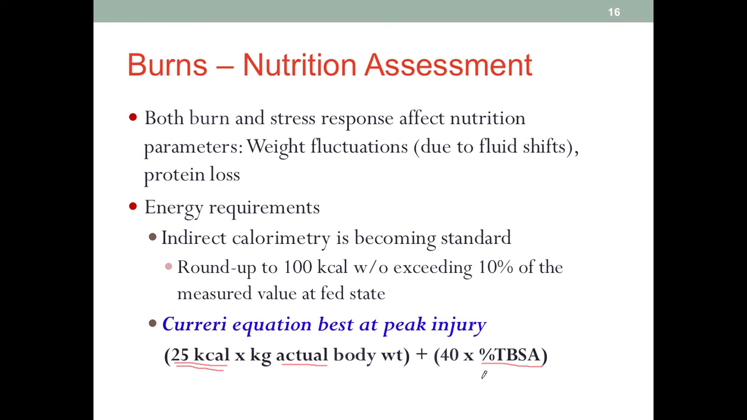So this is basically just maintenance for adult patients. And then the second component is what is needed to address the increased requirements in this condition. So therefore, we want to know very well what this equation requires. So we need to know actual body weight and percent total burns, total body surface area that's affected. And we should also know the limitations of this equation, being that it best assesses the patient at their peak injuries caused by the burns, so it may not be appropriate to use throughout treatment.